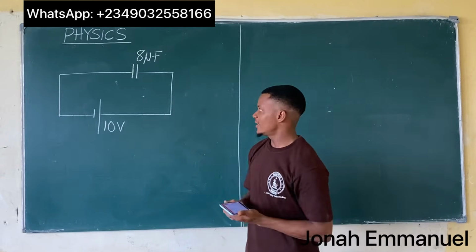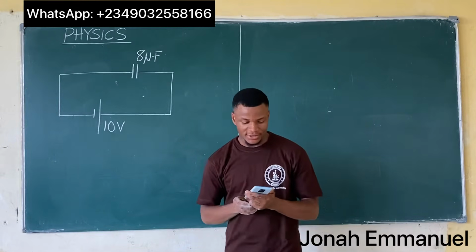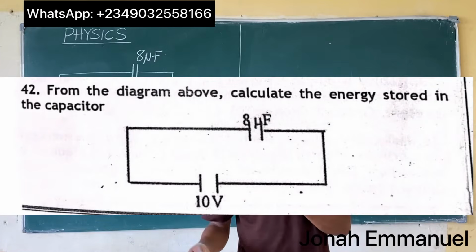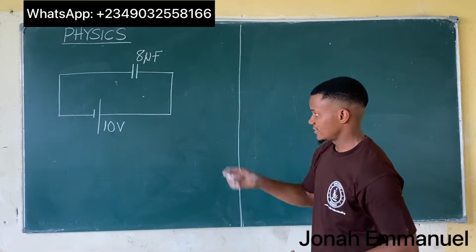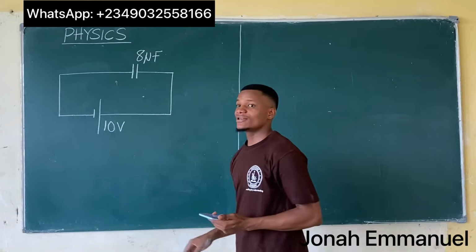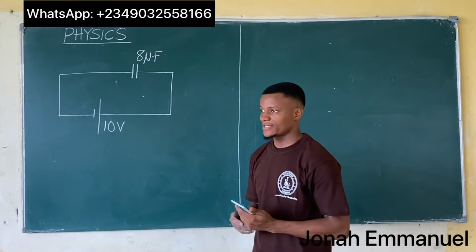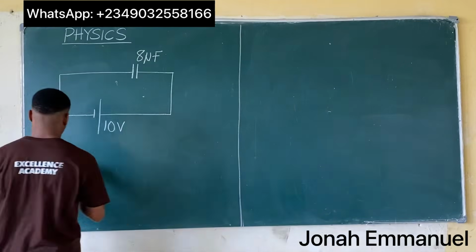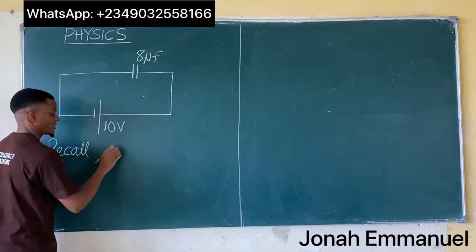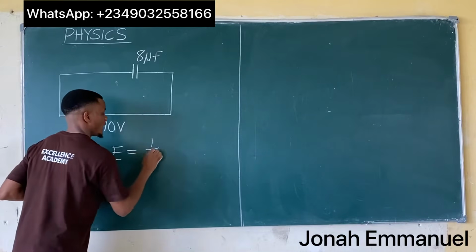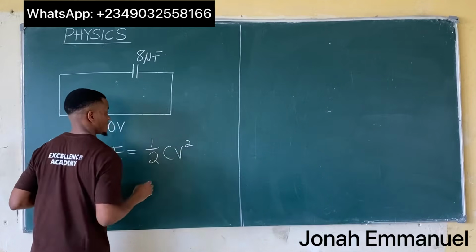Alright, let's consider a second example. It says, from the diagram above, calculate the energy stored in the capacitor. That's this. Alright, so we have this diagram here. We have to find the energy stored in the capacitor. Now what we know is this. Recall that we said energy stored in the capacitor E is equal to half CV squared.